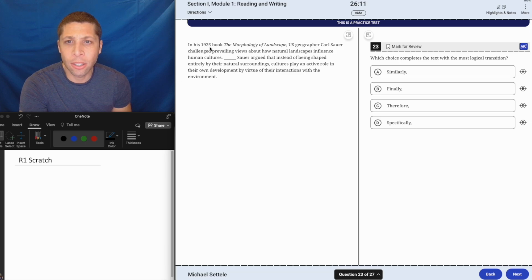Continuing in his 1925 book, The Morphology of Landscape, U.S. geographer Carl Sauer challenged prevailing views about how natural landscapes influence human cultures. Sauer argued that instead of being shaped entirely by their natural surroundings, cultures play an active role in their own development by virtue of their interactions with the environment. So he challenged one thing and argued something else. Okay.